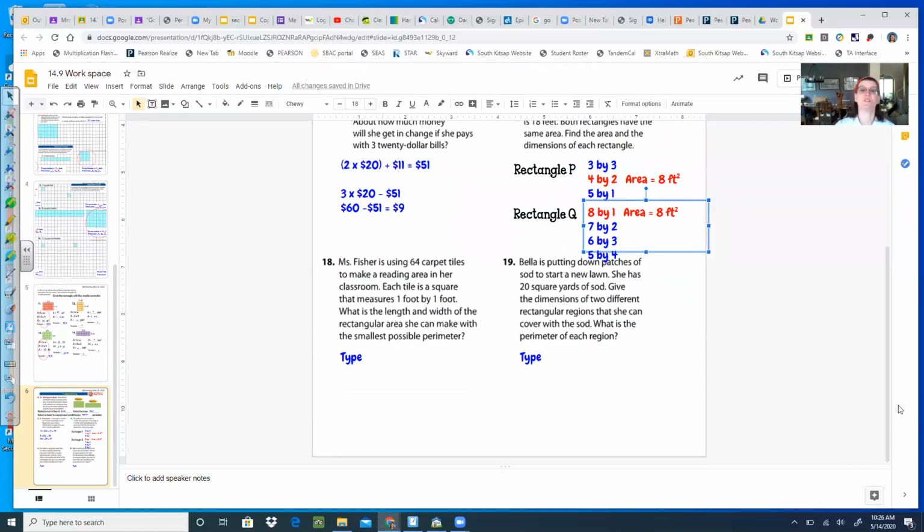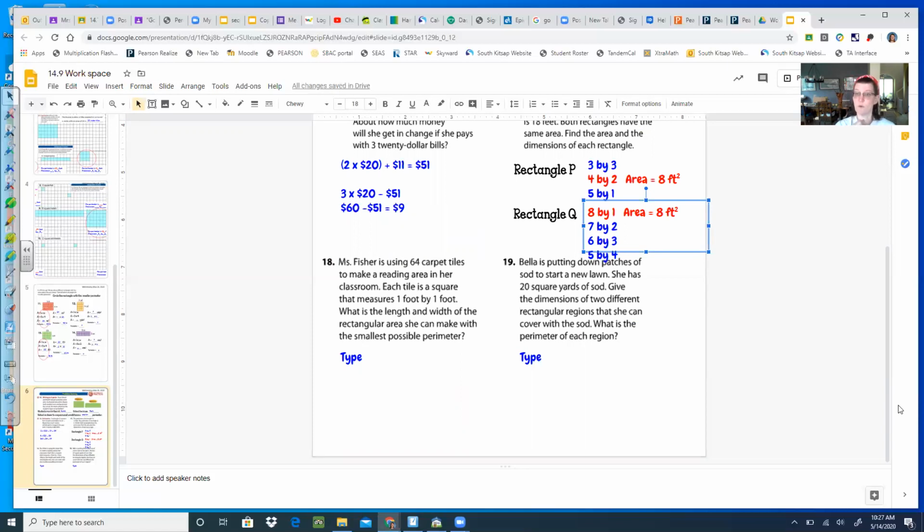Okay, number 18. Ms. Fisher used 64 carpet tiles to make a reading area in her classroom. Each tile is a square that measures 1 foot by 1 foot. What is the length and width of a rectangular area that she can make with the smallest possible perimeter? So remember, in order to get the smallest possible perimeter, we want it as close to a square as we can. So are there any numbers that multiply to be 64?